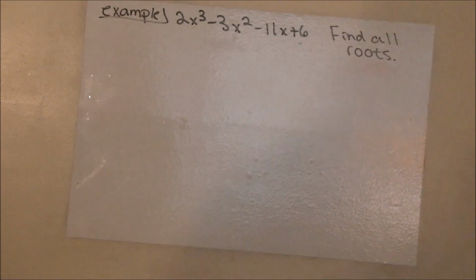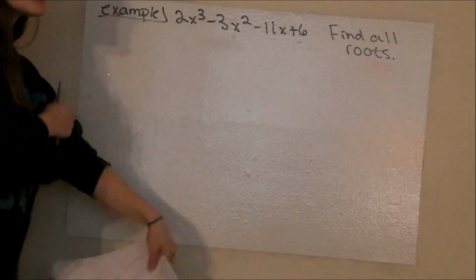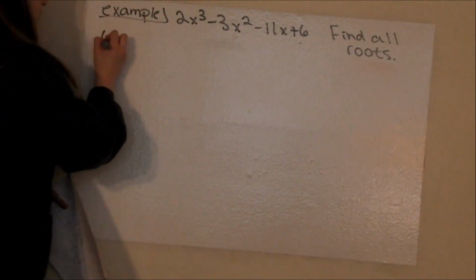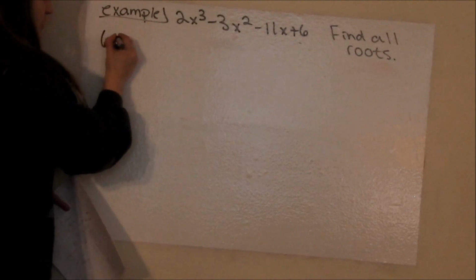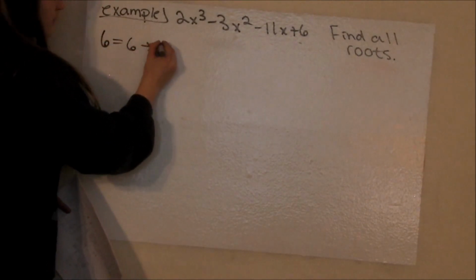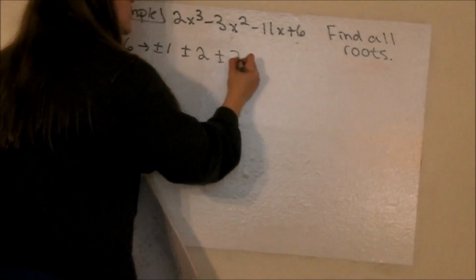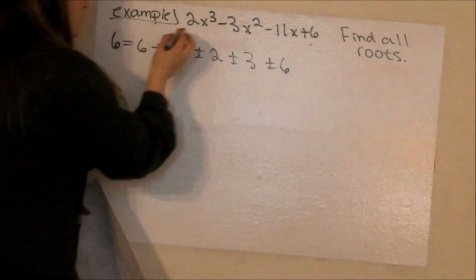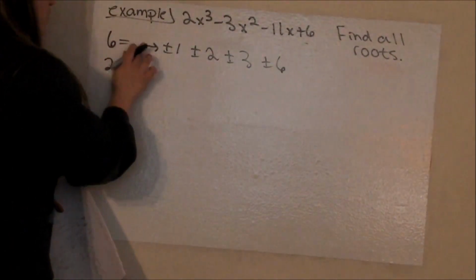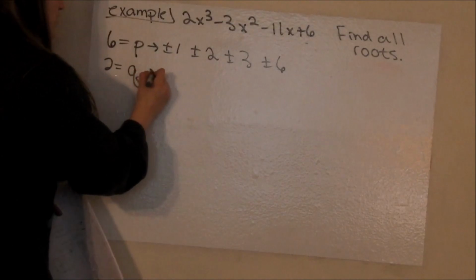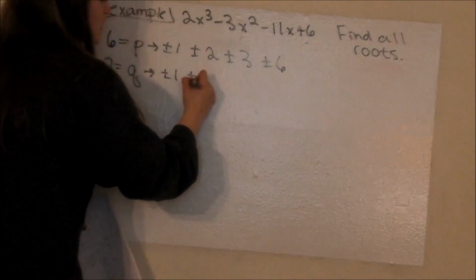So for our last example, we're going to find all the roots. We're going to use the same process that we have before. So we need to find factors of our p, which is 6: plus or minus 1, plus or minus 2, plus or minus 3, plus or minus 6. And we need to find the factors of our q, which is 2, and that's going to be plus or minus 1, plus or minus 2.